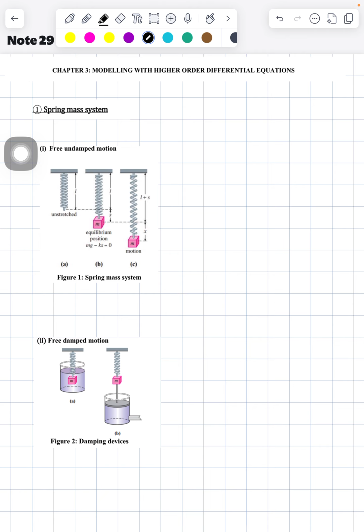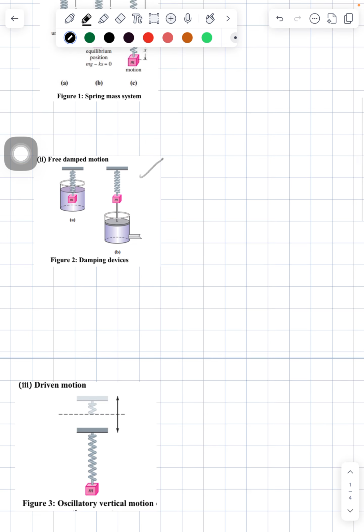Okay, today we come to the new chapter 3, modeling with higher order differential equations. For this chapter, we have two parts. The first one is the spring mass system, and the second one is the RLC circuit. For the spring mass system, we have three conditions. The first one, free undamped motion. The second one, free damped motion. And the third one is driven motion.